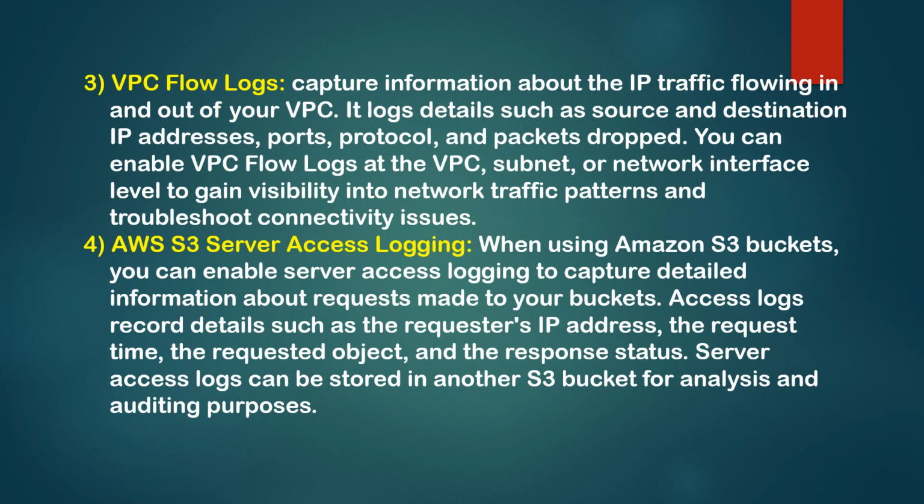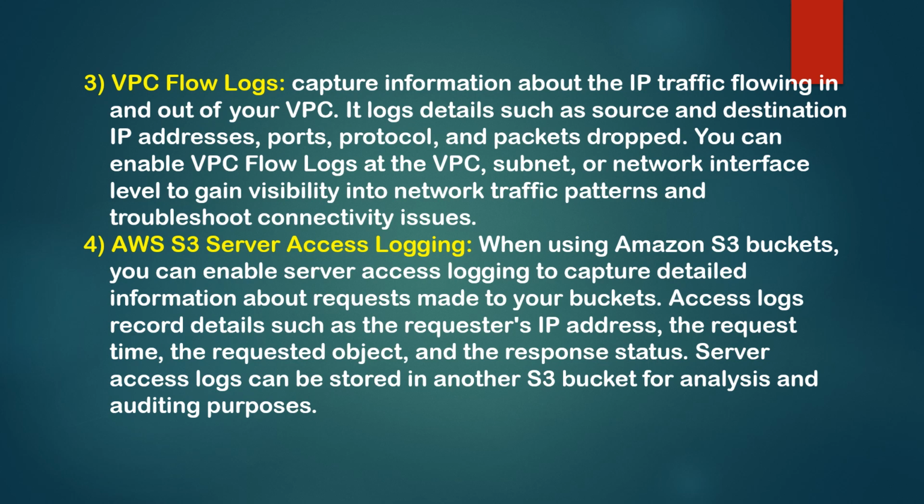Number 3. VPC flow logs capture information about the IP traffic flowing in and out of your VPC. It logs details such as source and destination IP addresses, ports, protocols, and packets dropped. You can enable VPC flow logs at the VPC, subnet, and network interface level to gain visibility into network traffic patterns and troubleshoot connectivity issues.